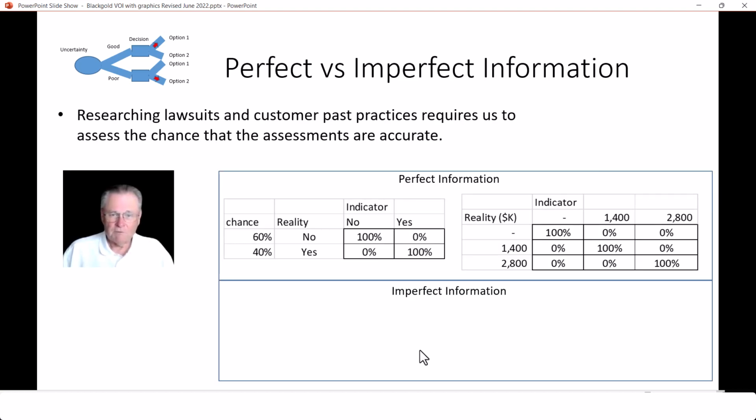So perfect information versus imperfect. We need to assess these chances that the assessments are accurate. Once again, there's perfect and imperfect.